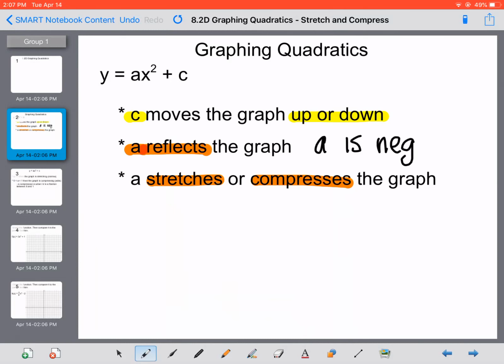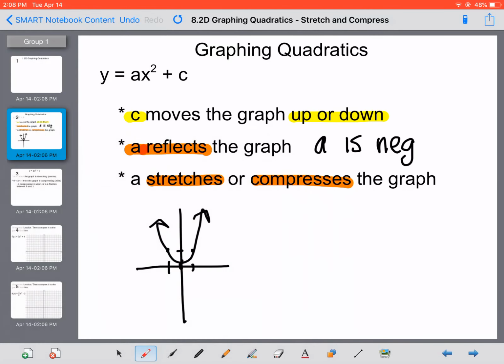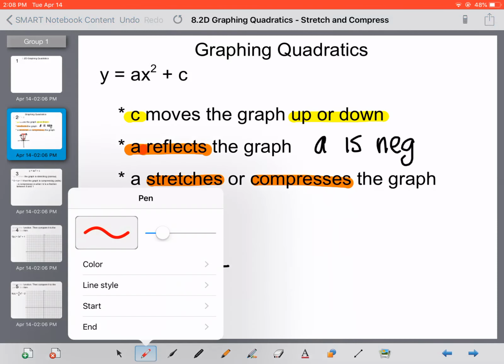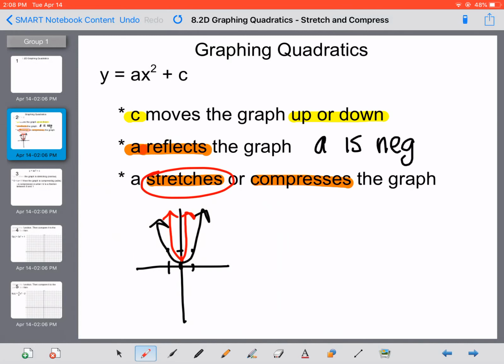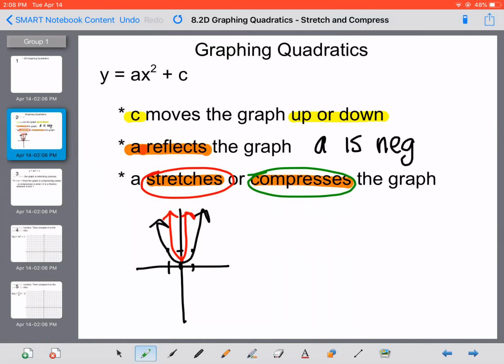So a vertical stretch, if we recall our parent function, this is our parent function here. A stretch is going to make the parent function skinnier, so this is for stretching, the red, and a compression, I'll do compression as green, is going to make it wider.